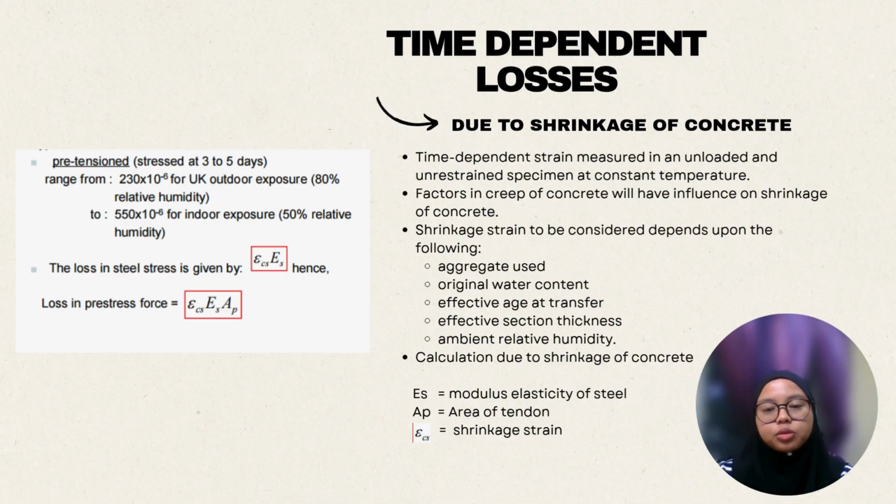There are several steps to calculate time-dependent loss due to shrinkage of concrete, where the pre-tension stress at 3 to 5 days and the loss in steel stress is given by shrinkage strain and modulus of elasticity of steel. Hence, loss in pre-stress force is shrinkage strain, modulus of elasticity of steel, and area of tendon.